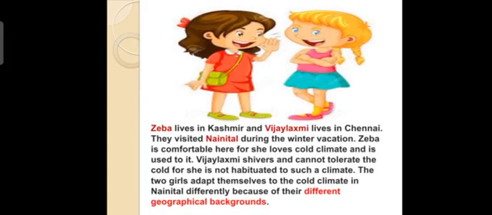Zeba and Vijayalakshmi are good friends. They decided to visit Nainital during the winter vacation. Zeba is comfortable because she is from Kashmir and she is used to the cold environment. Vijayalakshmi shivers and cannot tolerate the cold because she is not habituated to such a climate. The two girls adapt themselves to the cold climate in Nainital differently because of their different geographical backgrounds.